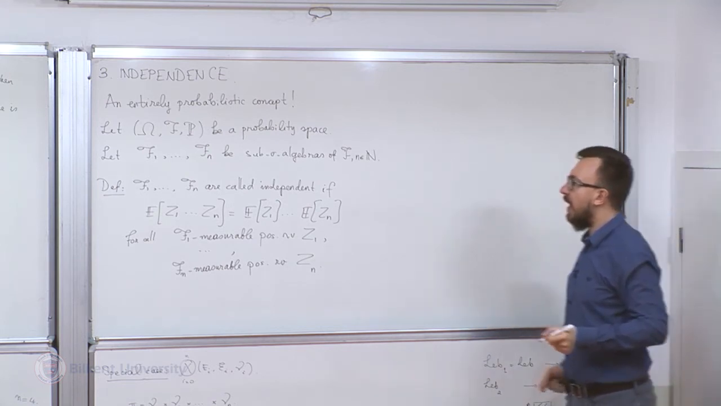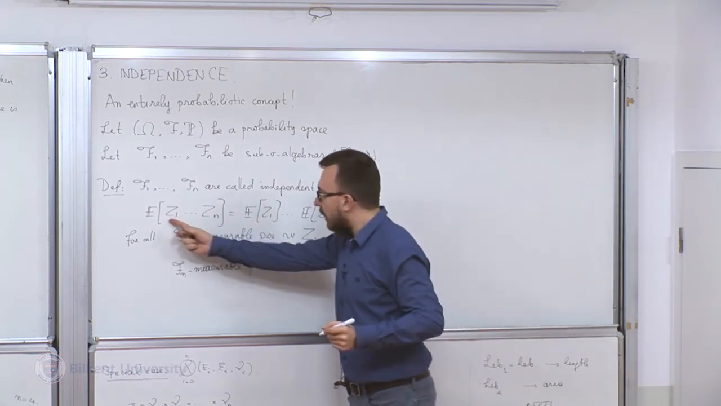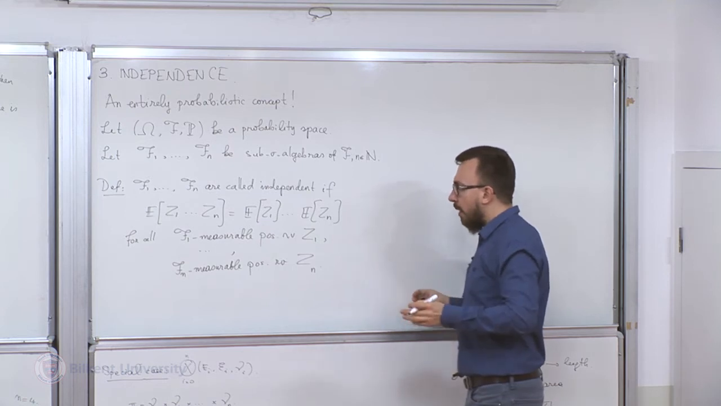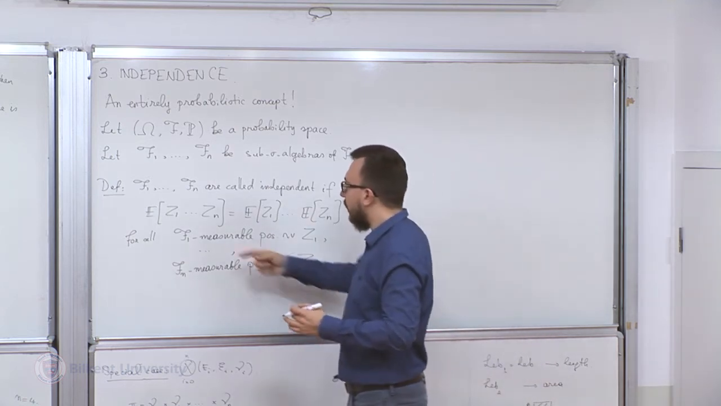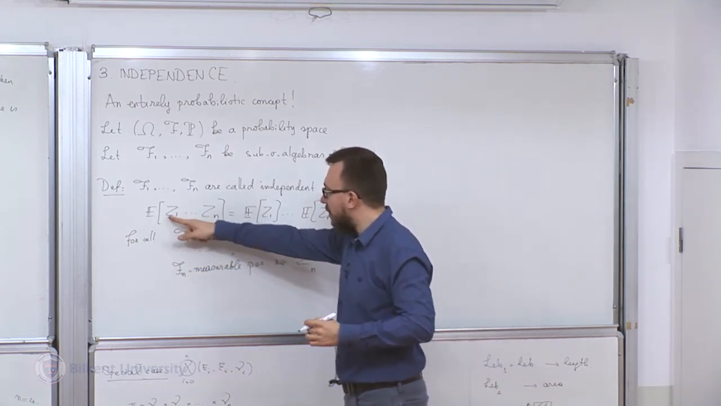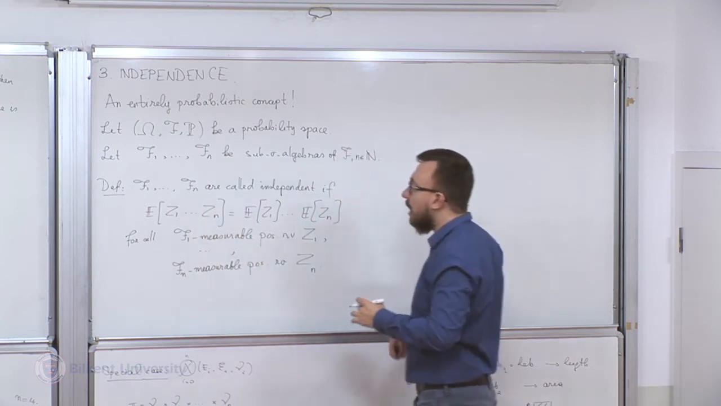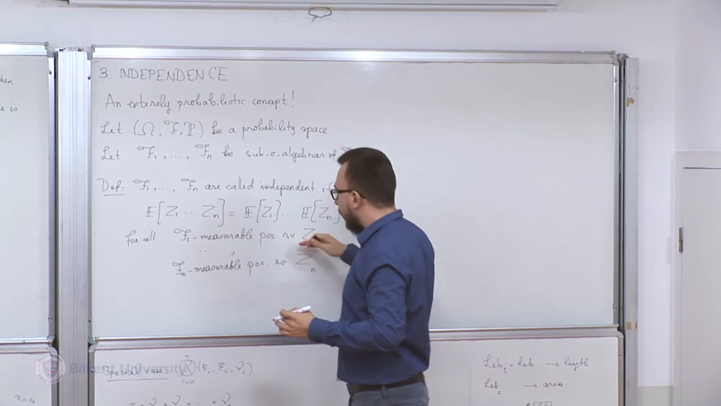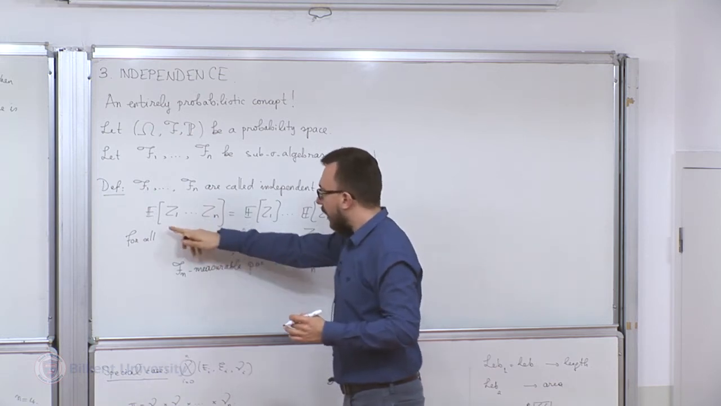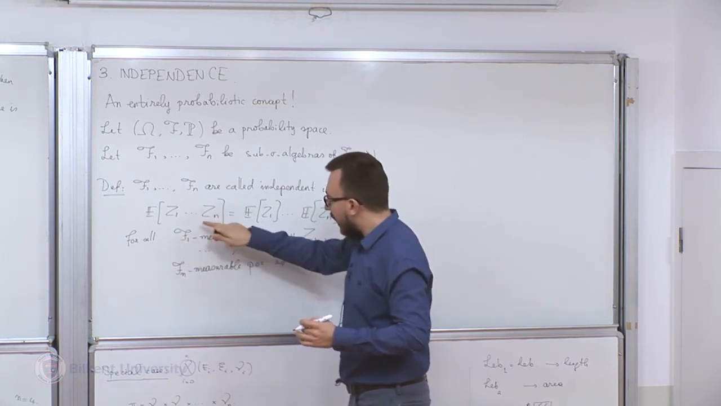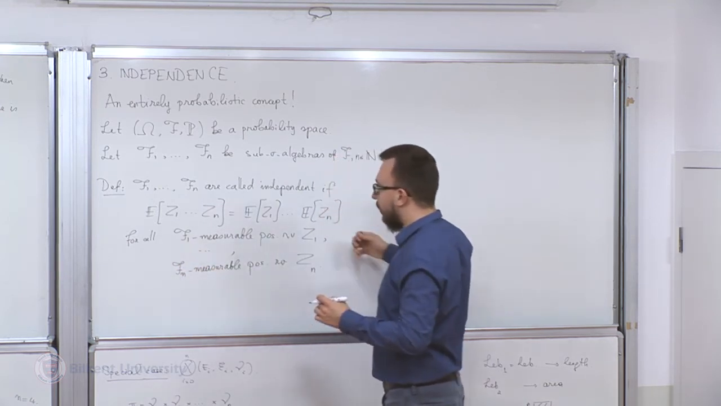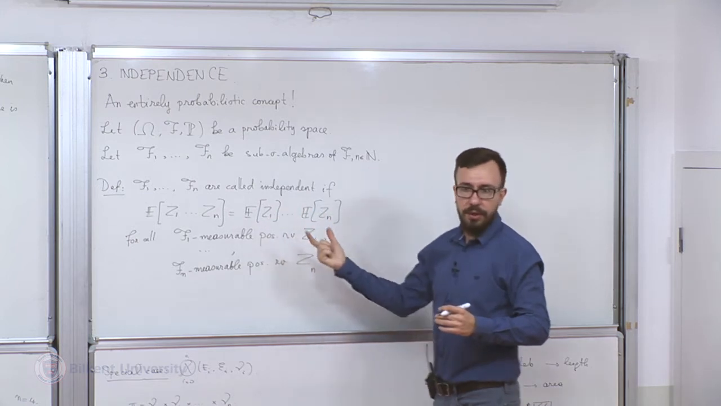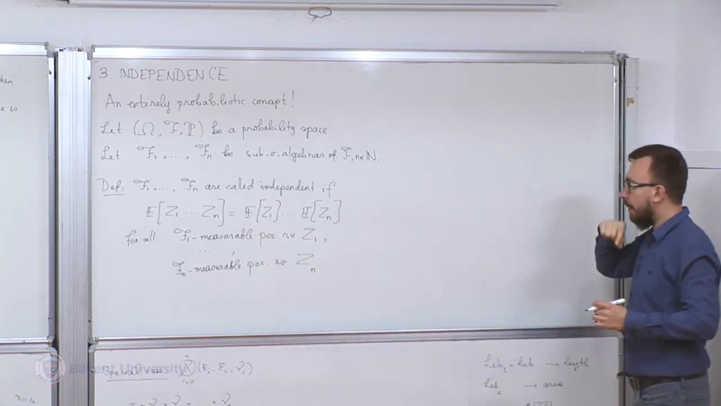So you can take indicators of events in F1, F2, etc. You can look at more complicated things. For instance, you can take simple positive functions that are F1 measurable, F2 measurable, Fn measurable. You can take positive measurable functions, namely just positive random variables. So Z1 measurable with respect to F1, Zn measurable with respect to Fn, etc. And you have this product rule.